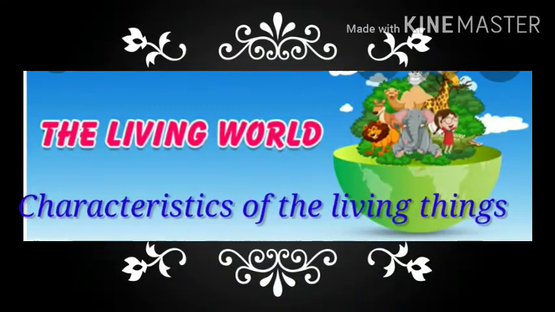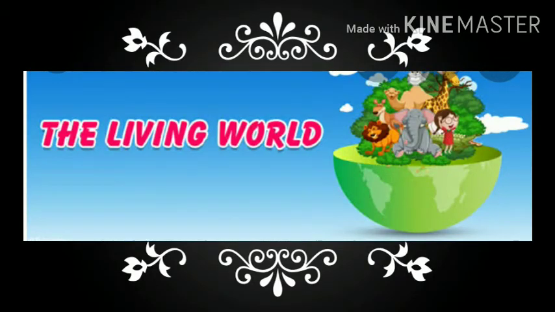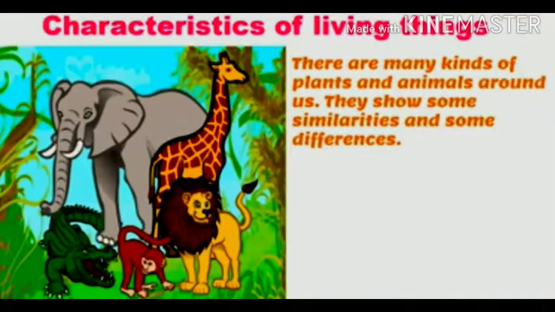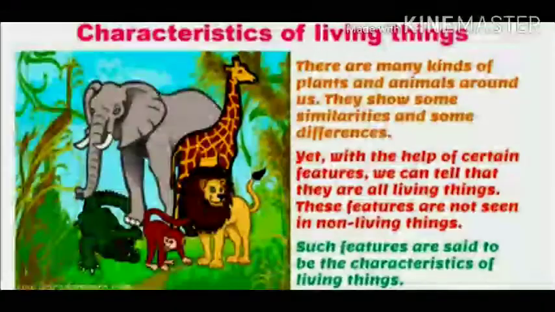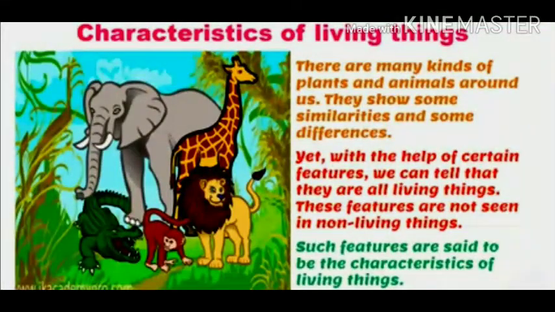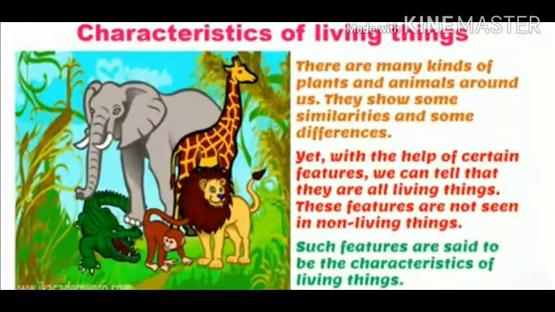So, students, in this lesson, we are going to learn the various characteristics of the living things. Now, there are many kinds of plants and animals around us, and they show some similarities as well as some differences. It means there are many things that are the same between the two, and there are some differences that we find between the plants and animals. Yet, with the help of certain features, we can tell that they are all living things. These features are not seen in non-living things. So, such features are said to be the characteristics of living things. So, let's study these characteristics.